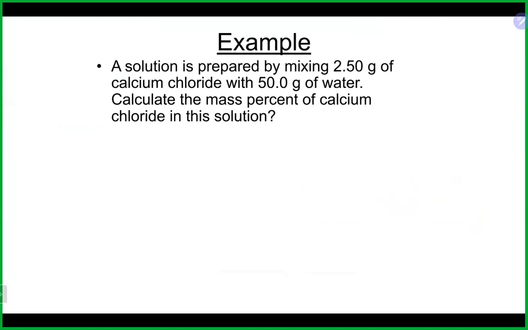Let's take a look at one here. A solution is prepared by mixing 2.5 grams of calcium chloride with 50 grams of water. What is the mass percent of the solution? Take a moment or so and see what you come up with. We're looking for the percent mass to mass here.